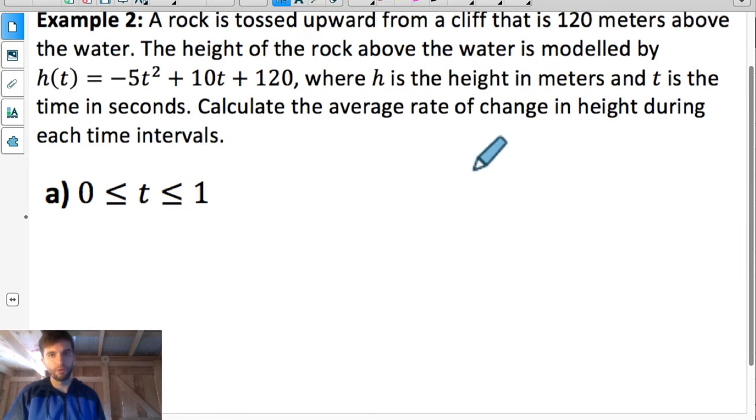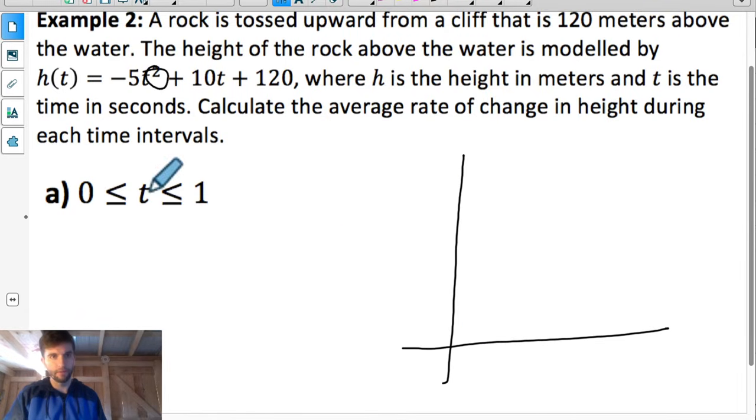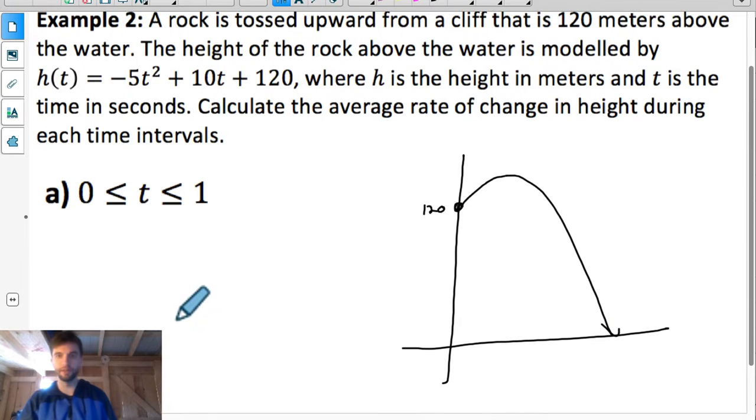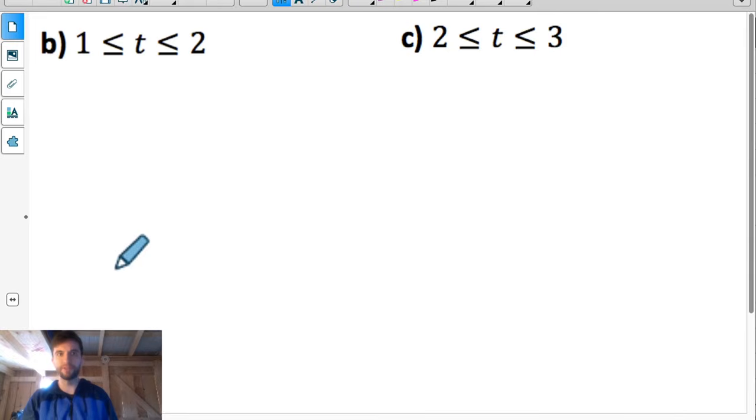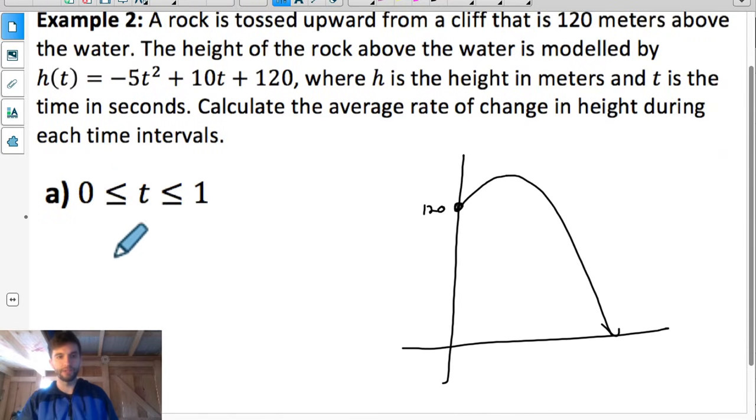So let me just give you a rough idea about what this graph looks like. We've got a quadratic, and it tells us someone is standing on a cliff, and they toss the rock up. So the cliff is 120 meters high, so it's going to start at 120. They're going to toss the rock up, and then of course gravity is going to pull the rock down. So our function is going to look something like that. It's a nonlinear function. It's a quadratic. We need to find the average rate of change of the height of the rock with respect to time over 3 different intervals.